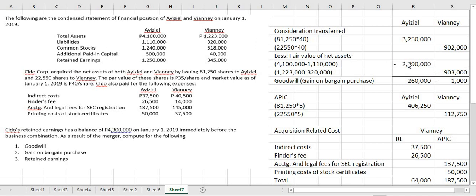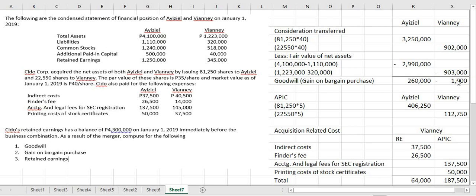That's 2,190,000. Okay. And then yung kay Vianney, that's 1,223,000 and 320,000 yung liabilities niya. So therefore, it's 903,000 yung net assets. So therefore, ang result niya, for IZL, that's a goodwill of 260,000. But for Vianney, that's a bargain of 1,000.